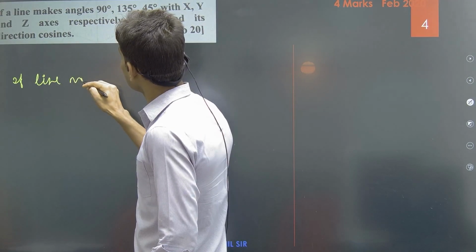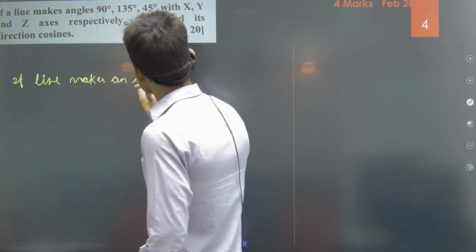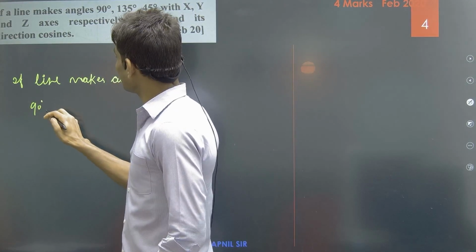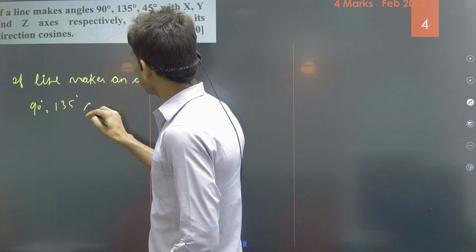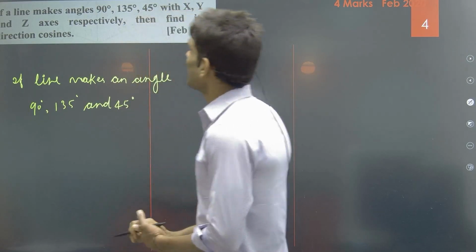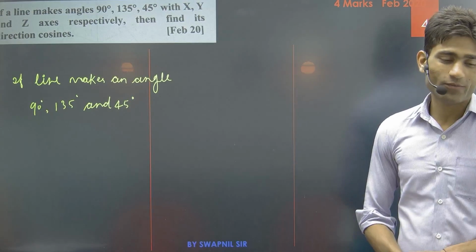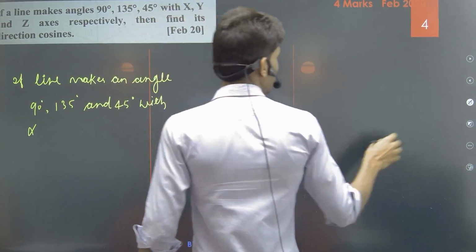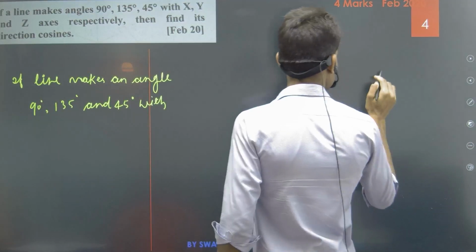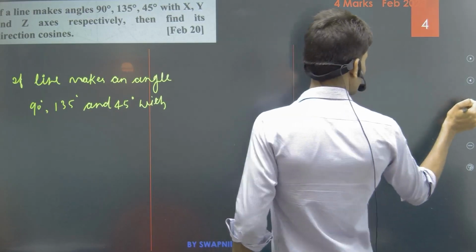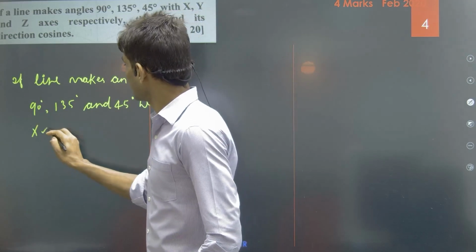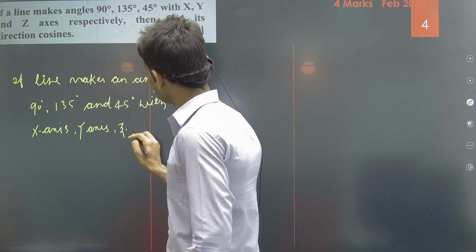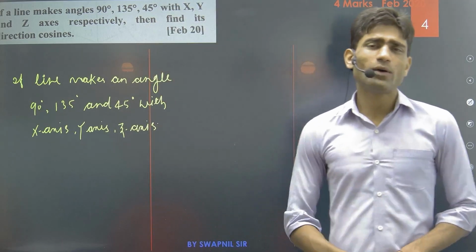If a line makes angles of 90 degree, 135 degree and 45 degree with the x axis, y axis and z axis respectively, that is the condition given.